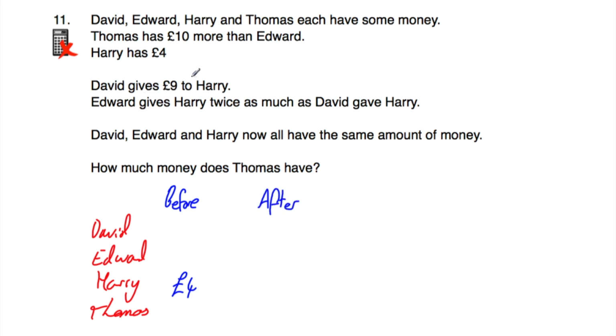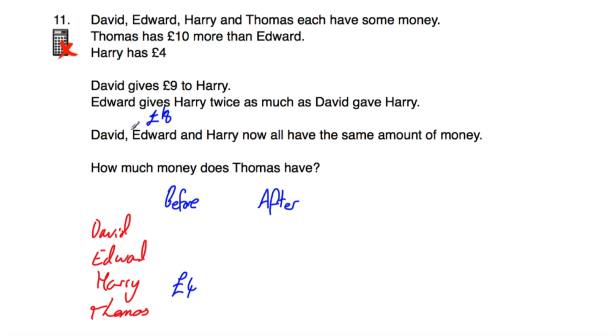So David gives £9 to Harry. Whatever David had is going to go down by £9, and whatever Harry had is going to go up by £9. And then Edward gives Harry twice as much as David gives Harry. Now, David gave Harry £9, so that means Edward is going to give Harry twice as much. That's going to be £18. That means that Edward gives Harry £18.